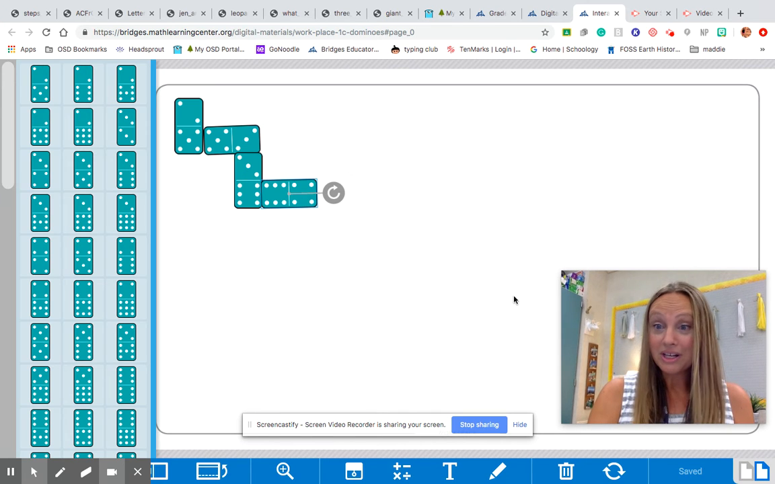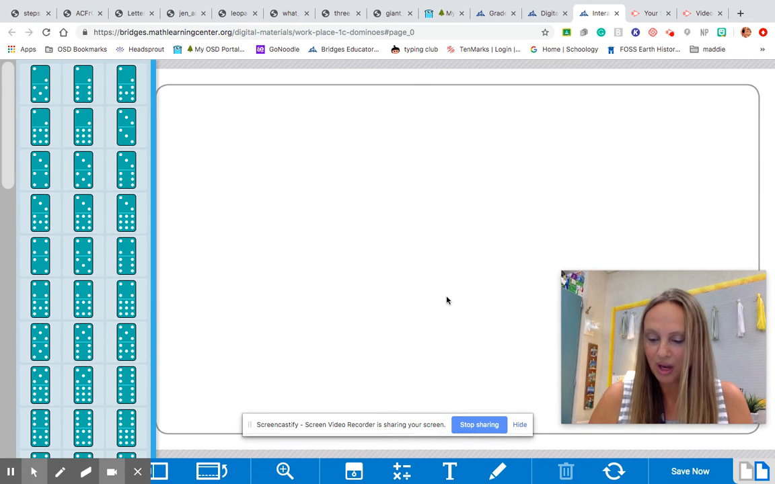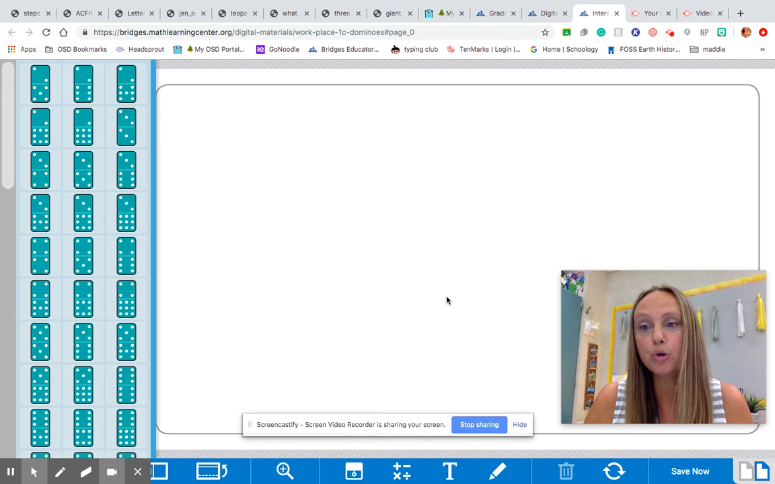Okay, I'm going to clear my board. I have one more option for you to begin our school year with dominoes. Okay, so that is to group the dominoes by the total on that certain domino. Okay, so let me show you what I'm thinking.